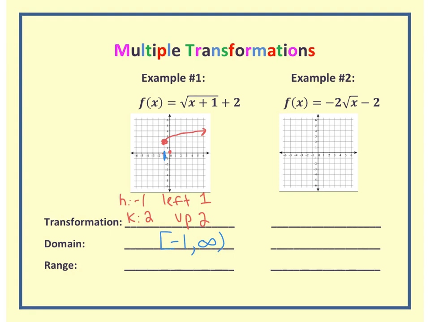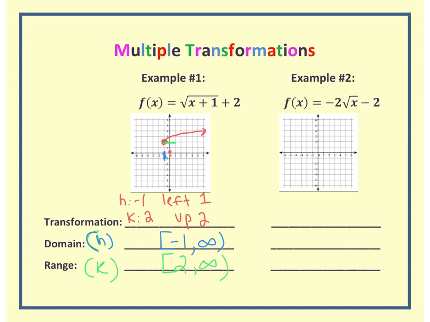My range, my lowest y value is 2. So my range is 2 to infinity. So notice that the h affected my domain and the k affected my range. So h and k are actually going to be my starting points. If you can think back to quadratics, that h and k were my vertex for my quadratics, it's almost the same thing here. Okay, it is my starting point.